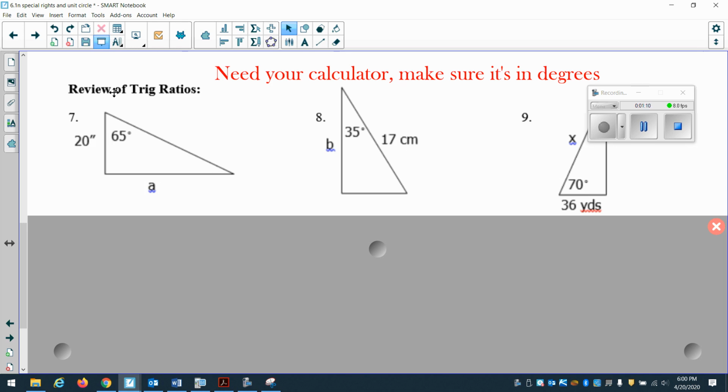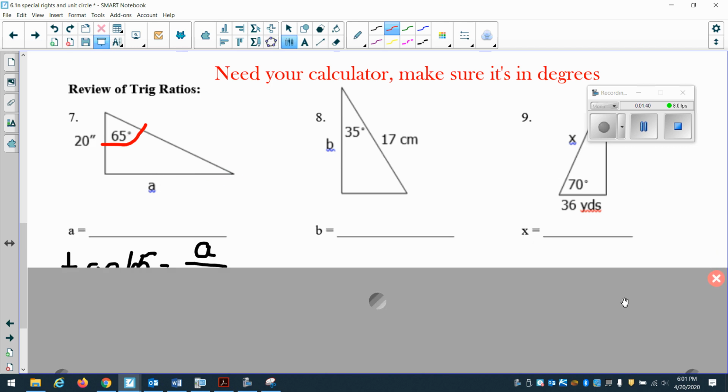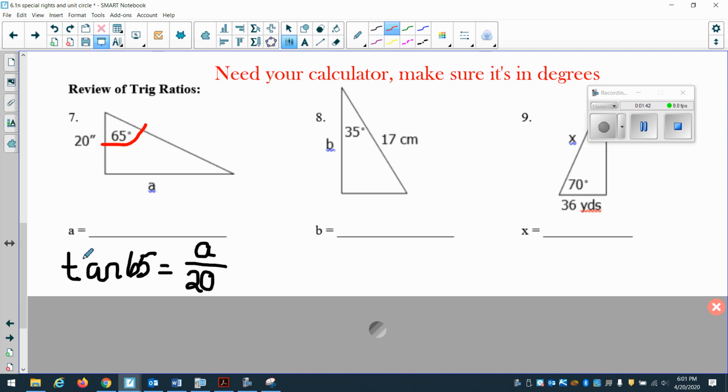So right now you're given an angle, and this angle is 65 degrees. Across from 65, you're given opposite and then adjacent. Which trig ratio, based off of SOHCAHTOA, represents opposite over adjacent? That is correct, tangent. But in order to find this side length, we have to set up a ratio, which looks like, pardon the handwriting, tangent of 65 equals a over 20. We're trying to solve for a.